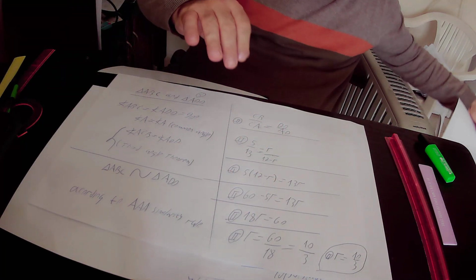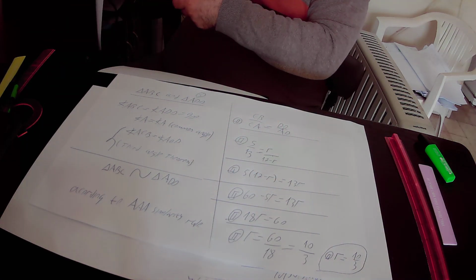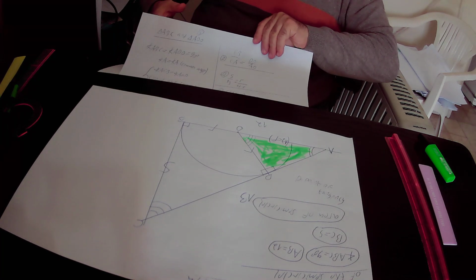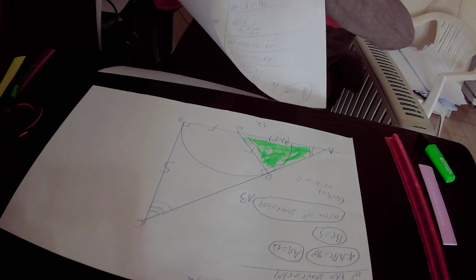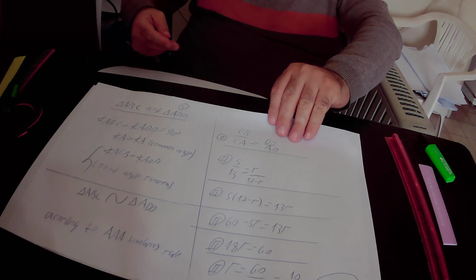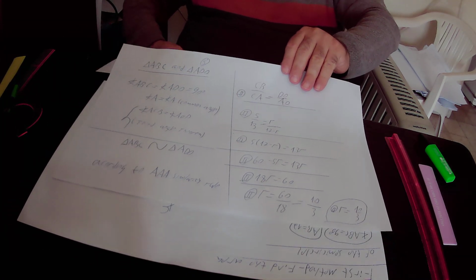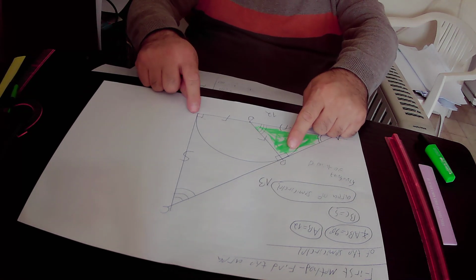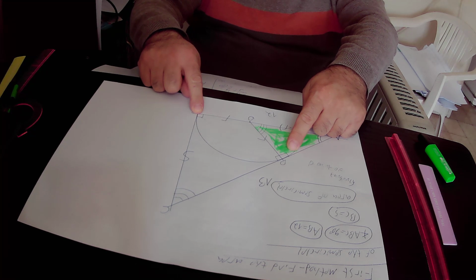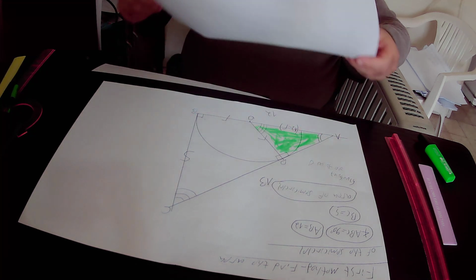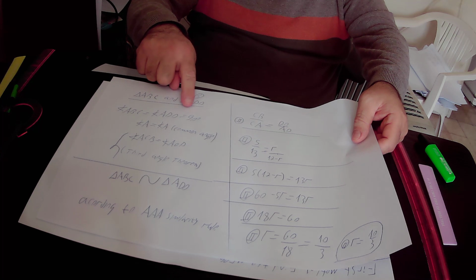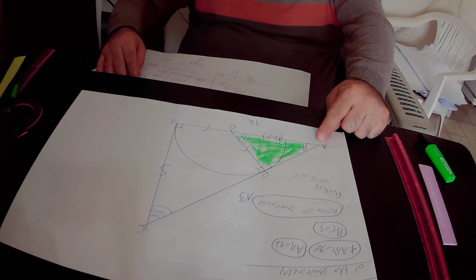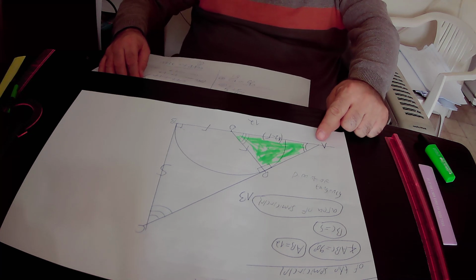Then we proved that triangle ABC, the big right triangle, and the green triangle are similar to each other. We proved the triangle ABC and the green triangle are similar to each other. Why are they similar to each other? Because those two angles are both right angles, therefore they are equal to each other. Angle ABC equals angle ADO equals 90 degrees. Angle A equals itself. It is a common angle that belongs to both triangles, so angle A equals angle A.